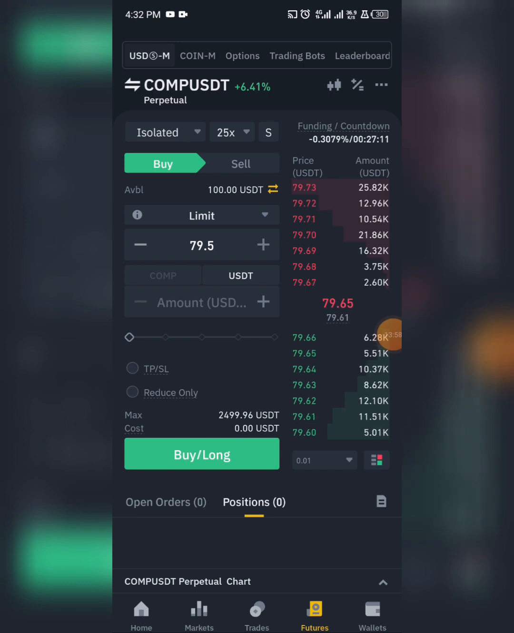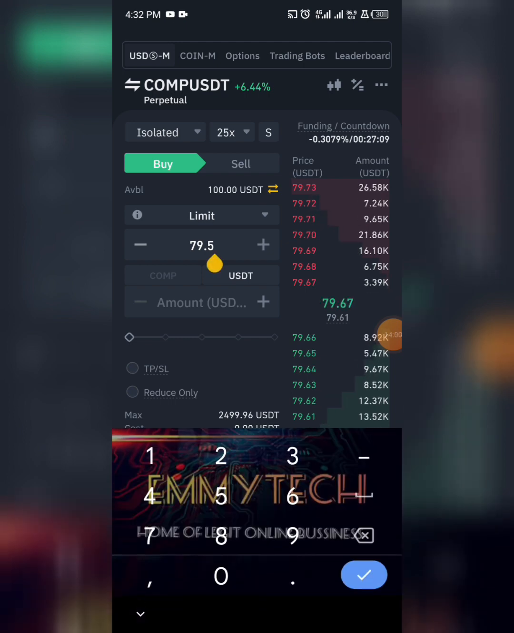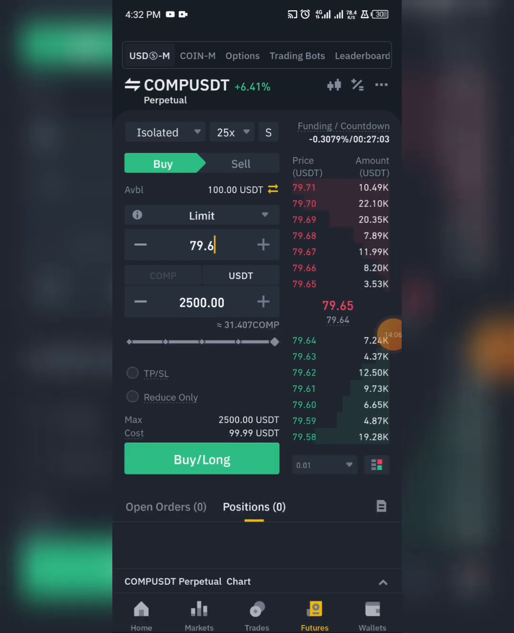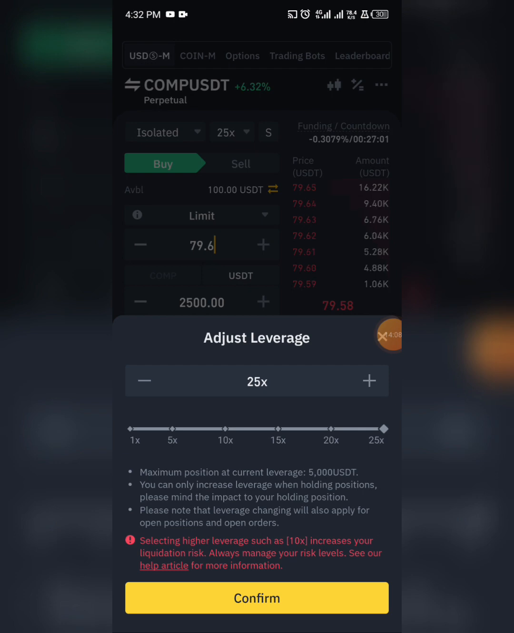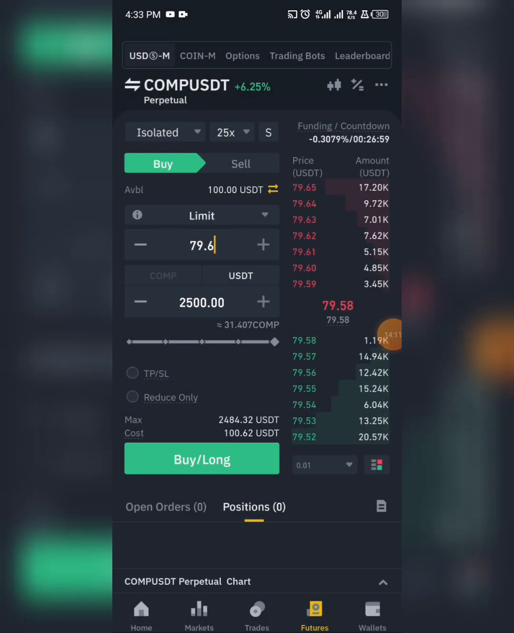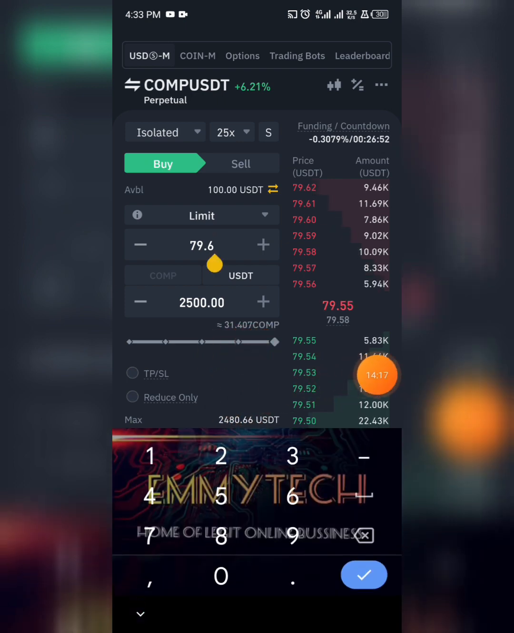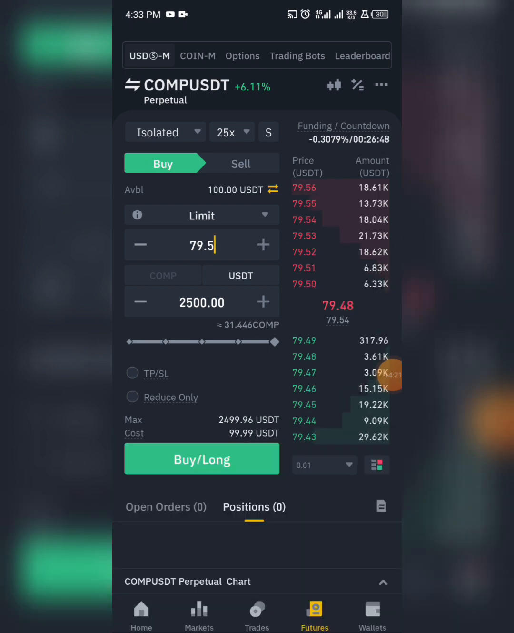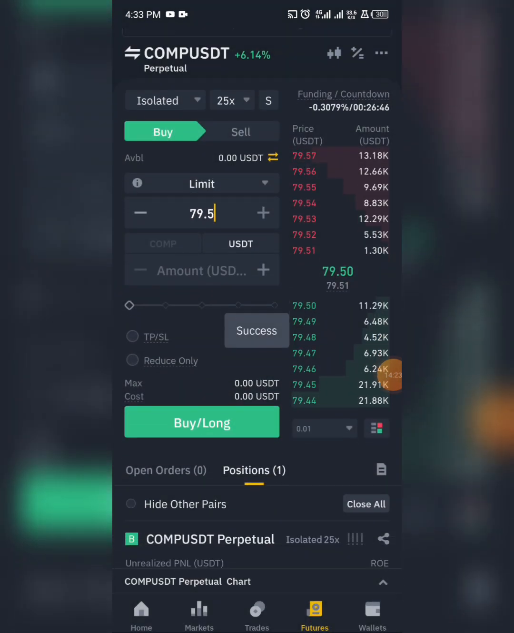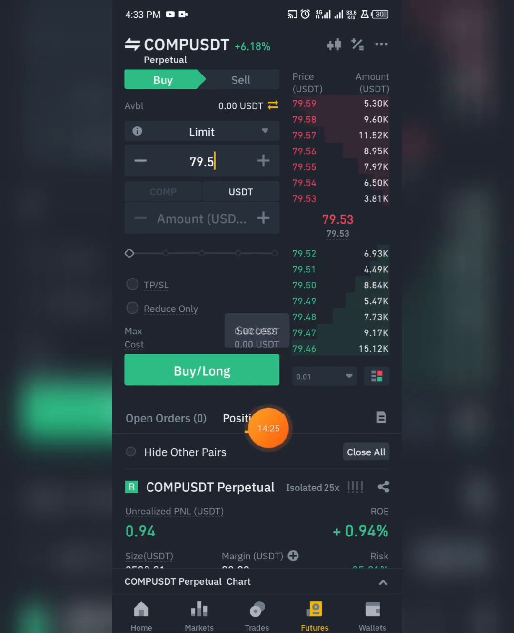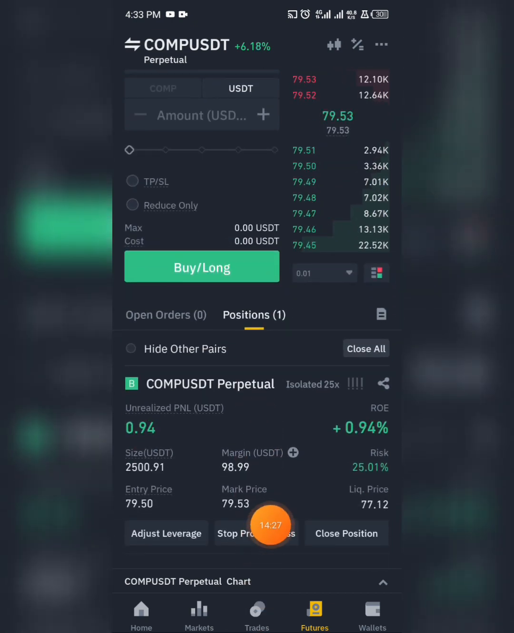Okay, so for instance, I want to enter this trade at 7.6, and I want to make use of 100%. I want to make use of the highest leverage, 25x. After you have inputted your amount you want to trade with, let me put it on 5, then you click on buy long. You can see my trade just picked buy long, and you can see the profit that is already going.